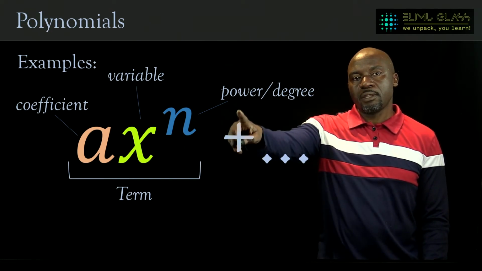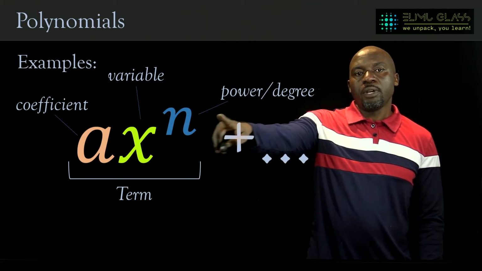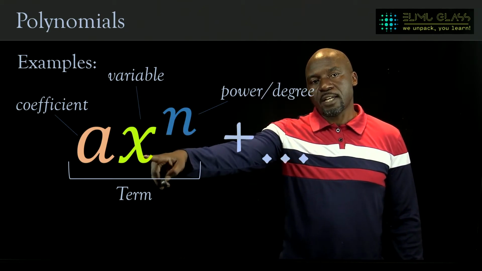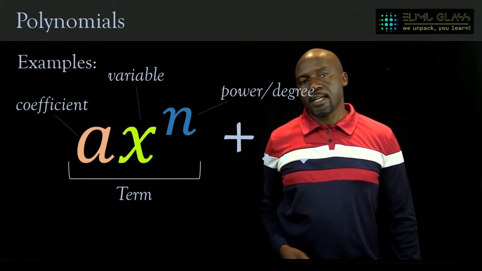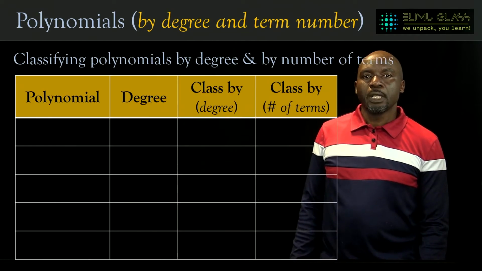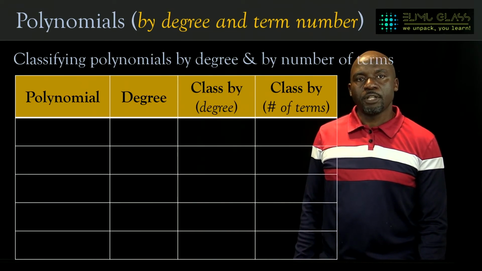So there are three words that we can use here. We can say this is the order of the polynomial, or the order of that term, or the degree of that term, or the power. Okay, so that is a polynomial. Here are some examples of polynomial.